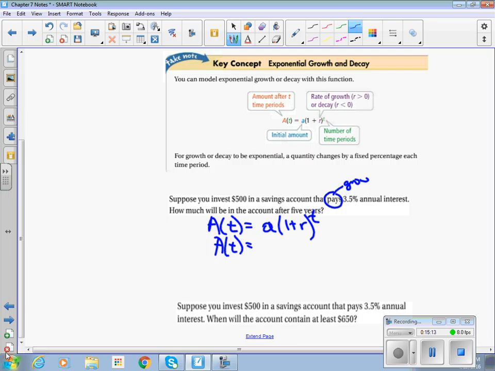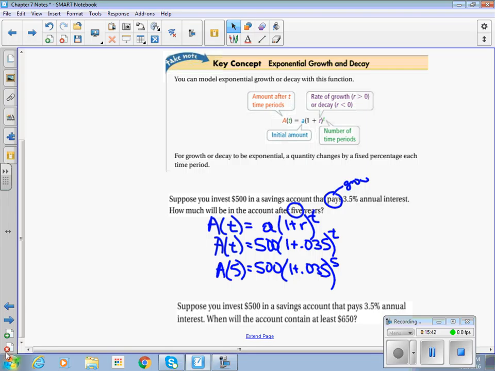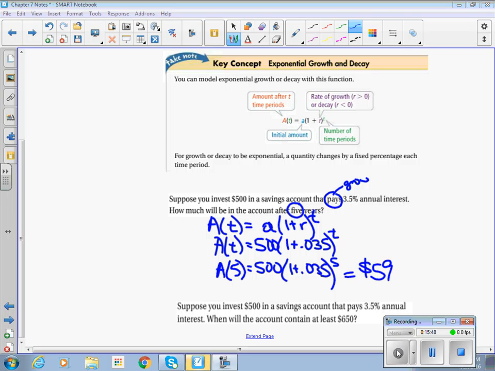So our initial amount is $500. Our rate is 3.5%, so that's 0.035. And t is our time period. Our specific question asks, what is it after 5 years? So we're going to put in 5 for t: 500 times (1 plus 0.035) to the 5th power. And all this is the calculator. So that's equal to $593.84.